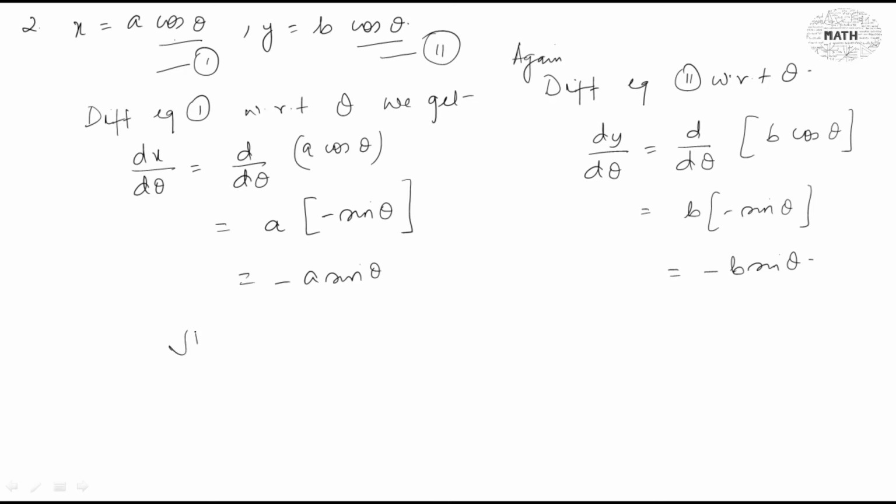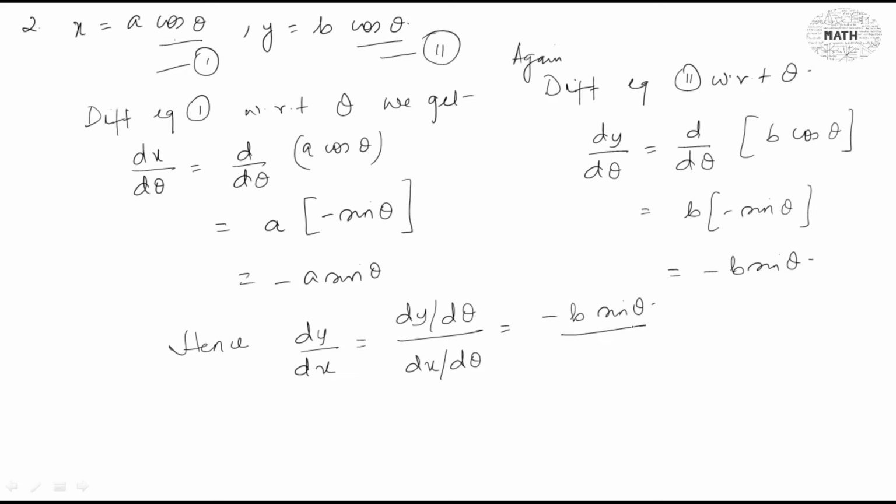So hence, because the question says find dy by dx, your dy by dx will be nothing more than dy by d theta divided by dx by d theta. So that will be minus b sine theta divided by minus a sine theta. So I can cancel minus minus, similarly sine theta sine theta. So the answer will be b divided by a. So that's your answer. You can pause the video and then check once again.